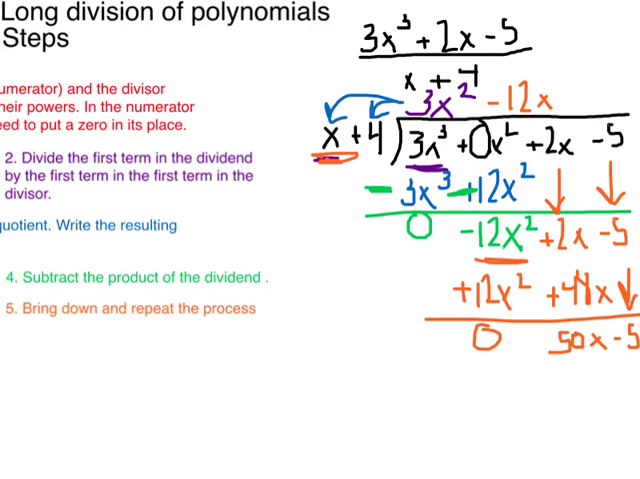And then repeat the process again until you cannot repeat the process anymore. So how many times does x go into 50x? Well, if I divide that, it is plus 50. And then after I do that, let's multiply. So 50 times x is 50x.